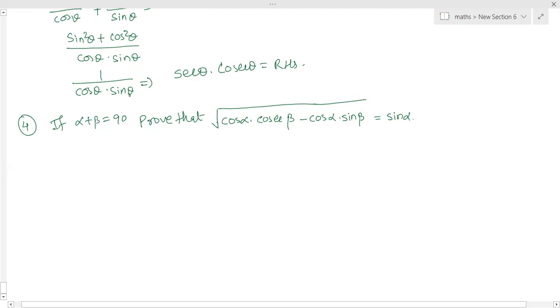Ma'am, not getting it. Ma'am, can we take alpha and beta common here? Those are angles. How can it be common? It cannot be common. It is an angle. Ma'am, can I try? Yeah, Nanya.